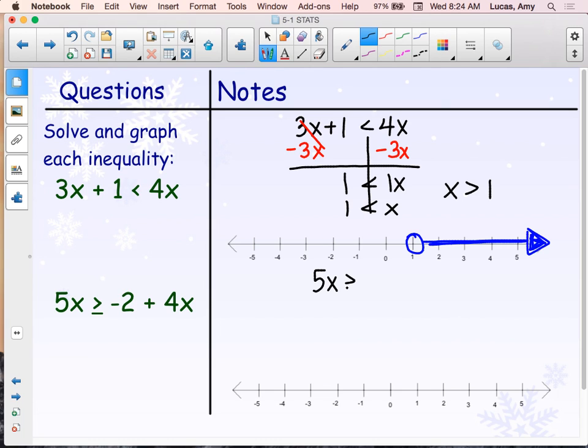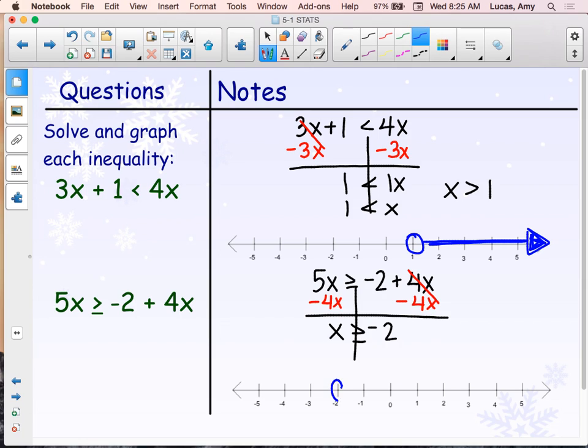Next one. I have a variable on each side again, so I'm going to subtract the 4x because the 5x was alone. 5x minus 4x is 1x, so x is greater than or equal to -2. The variable's on the side that I wanted, so closed circle on -2, greater than or equal to, so it goes to the right.